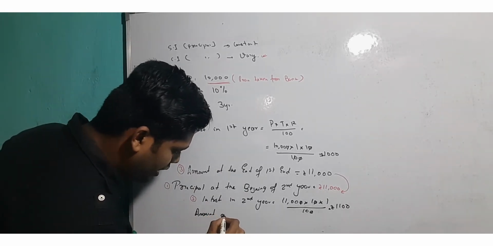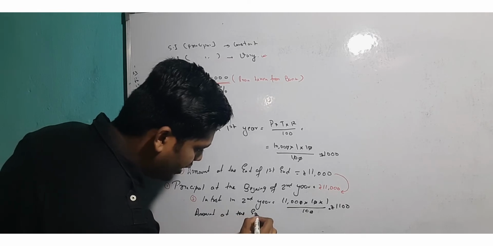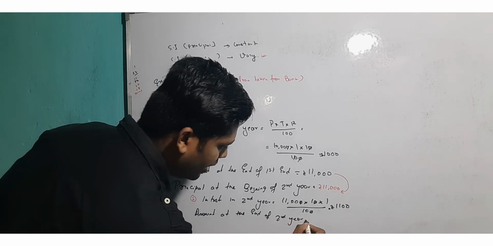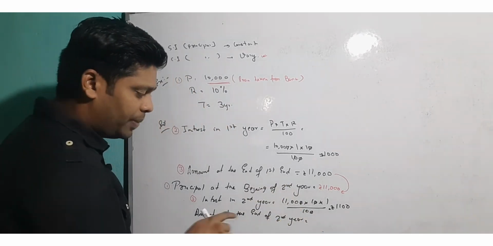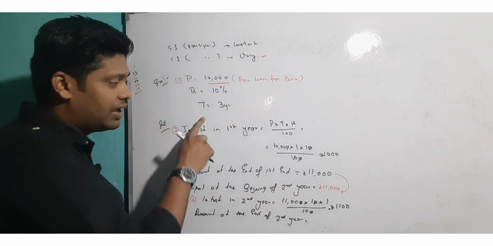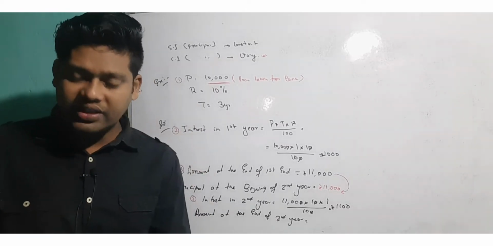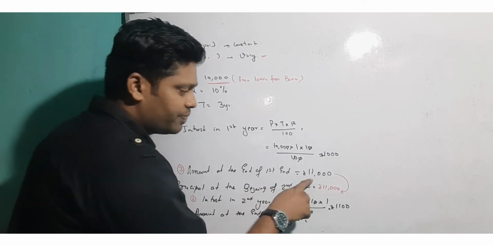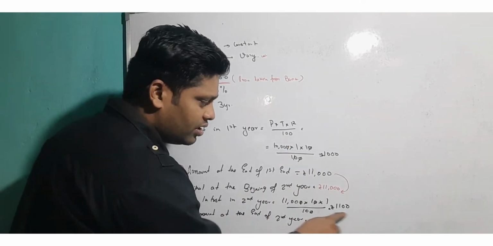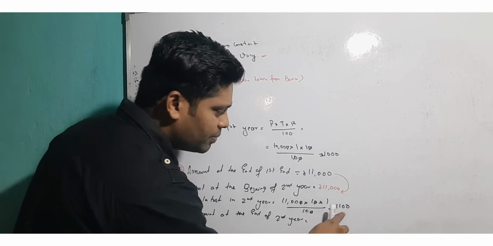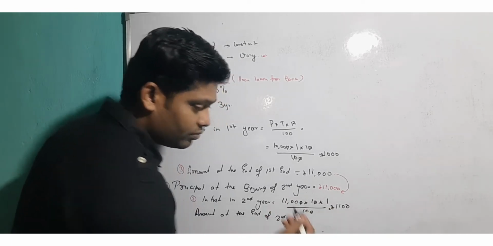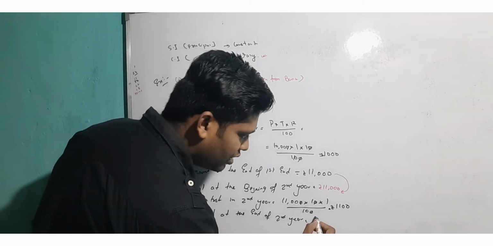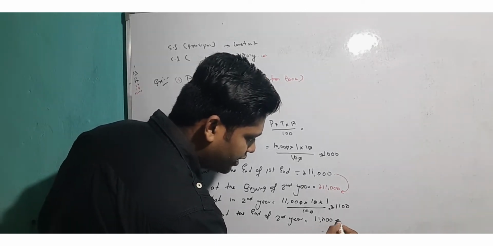Amount at the end of how much? Second year. How much? Amount will be, principal is how much? Principal at the end of second, not this one you will take. Principal at the end of second year with that of interest at the end of second year. Which one? Principal is how much? 11,000 and interest is how much? 1100. So it will be how much? 11,000 plus 1100. How much? 12,100. How much? 11,000. Add and tell me.